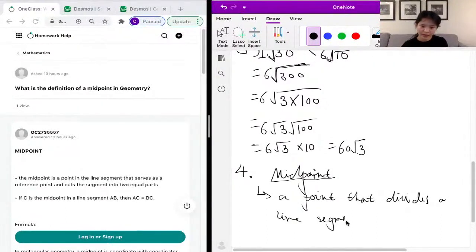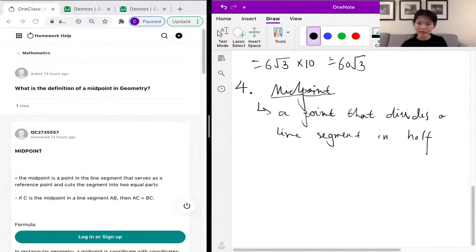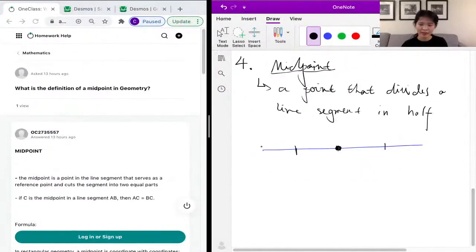Line segment in half. So say we have a line segment right over here, and this point right over here would be the midpoint of this line approximately, because it divides the blue line segment in half. And that is what a midpoint is. And that's all there is to the definition of the midpoint.